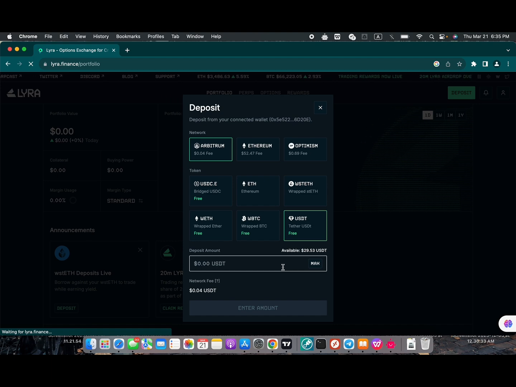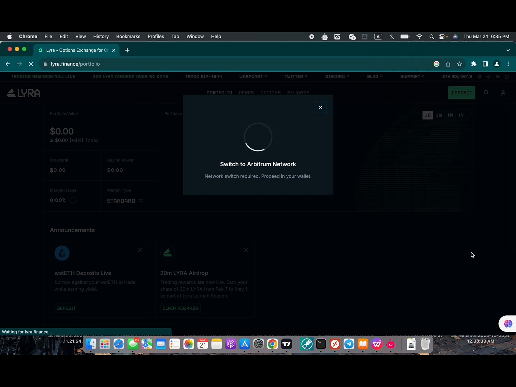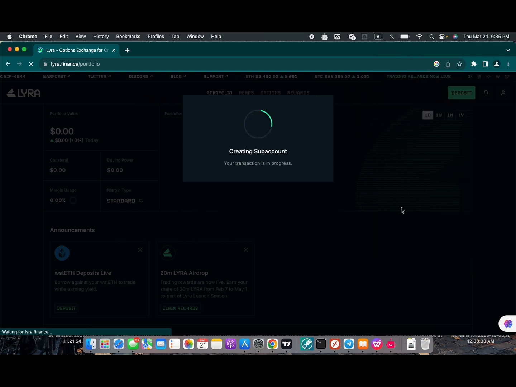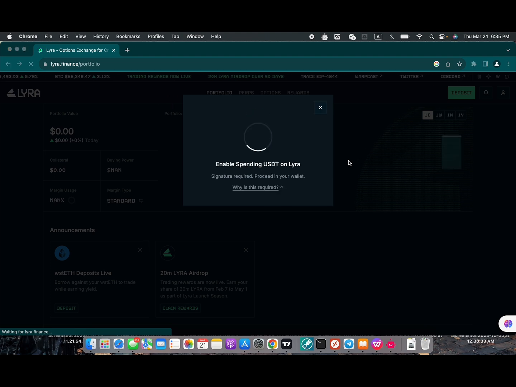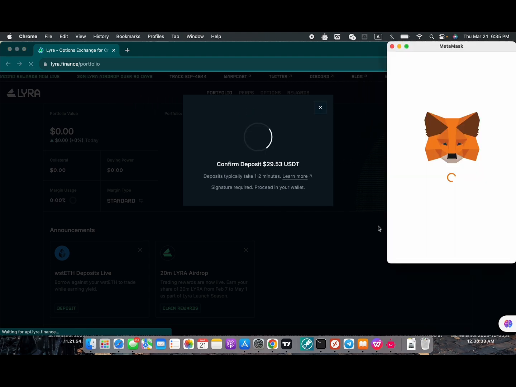I think I explained it in my other guides though. You can check the guide on how to trade. So all I do is I click on Max, I deposit it here, I switch to Arbitrum, and I wait. And they create a sub account and so on. I sign. So you kind of wait a bit, then you sign.